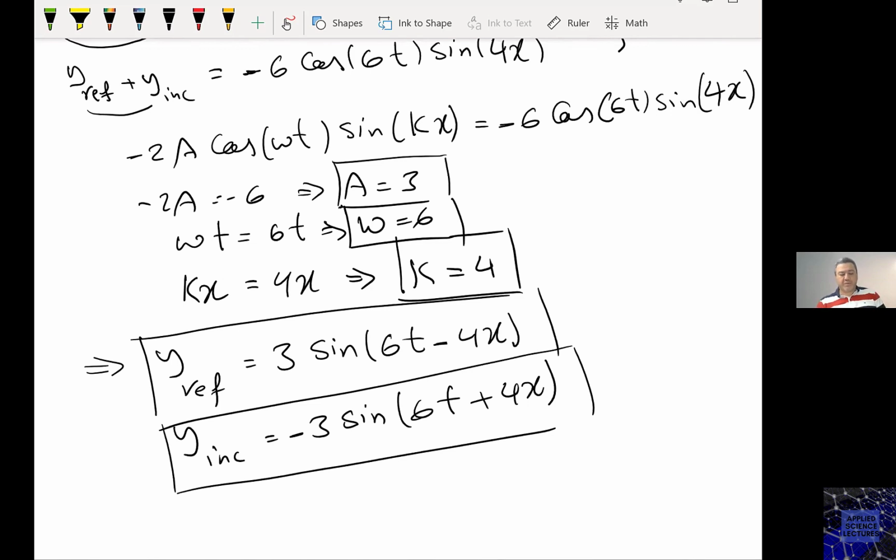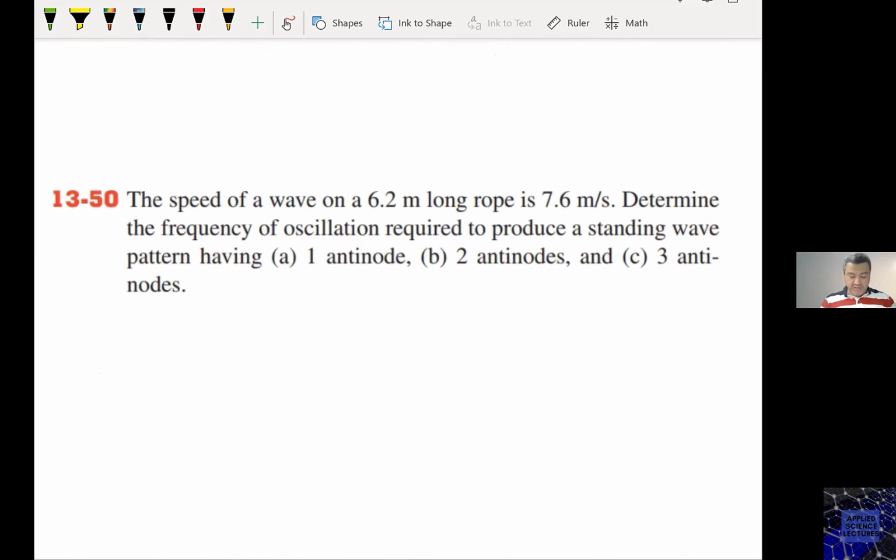So this is how we find the amplitude for the reflected and the incident. It's interesting to notice that the one that is going in the positive direction is the one that's having the positive amplitude, and the one that is going in the negative direction is the one that's having the negative amplitude.